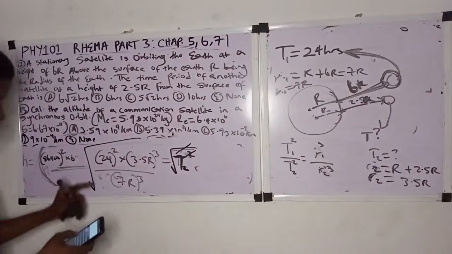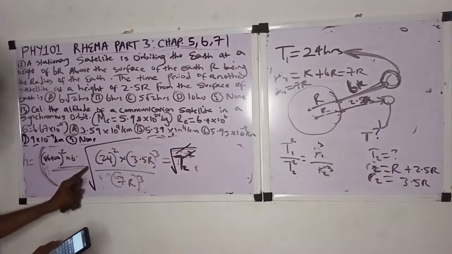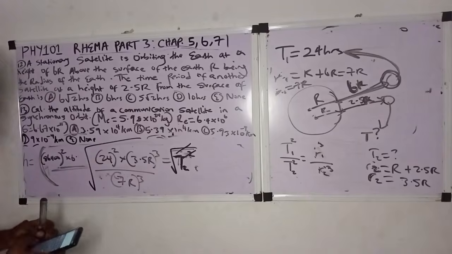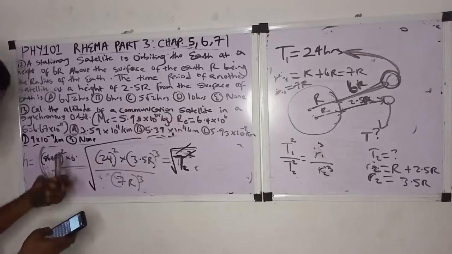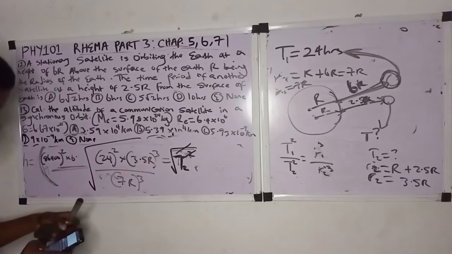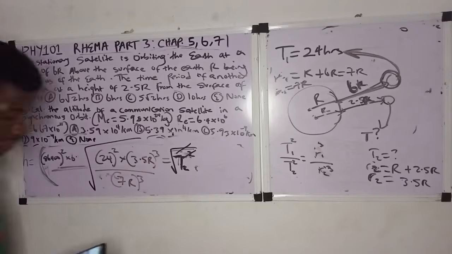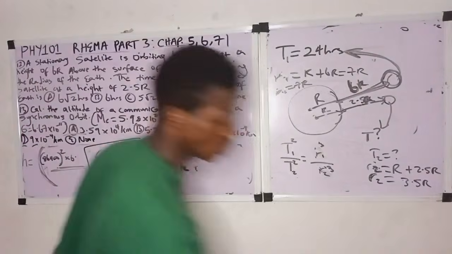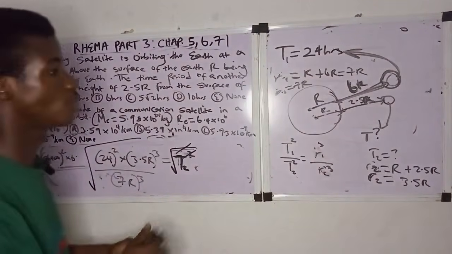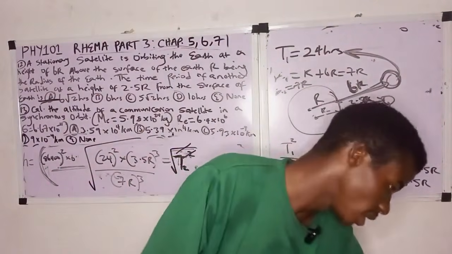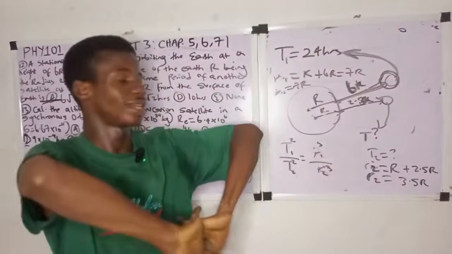Let's do it. Square root of (24 squared times 3.5 cubed divided by 7 cubed). So our answer is 6 root 2 hours. So the answer is A, 6 root 2 hours.